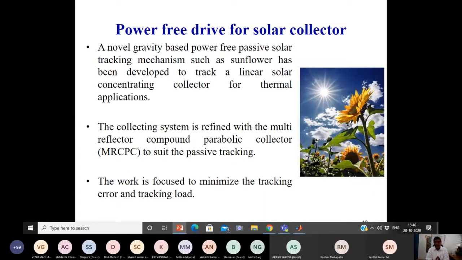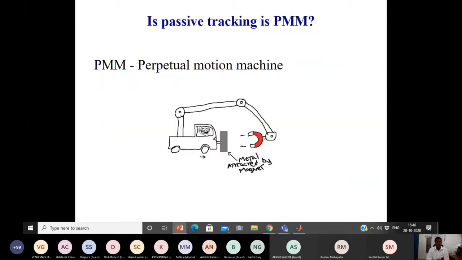So this is not a perpetual motion machine. We are supplying the energy, but in a different form. Maybe it is kinetic energy, or maybe stored energy like a spring. Naturally, some natural source of energy has been stored here. Gravity, the dead weight, may also be stored as potential energy. Those energies are used here.